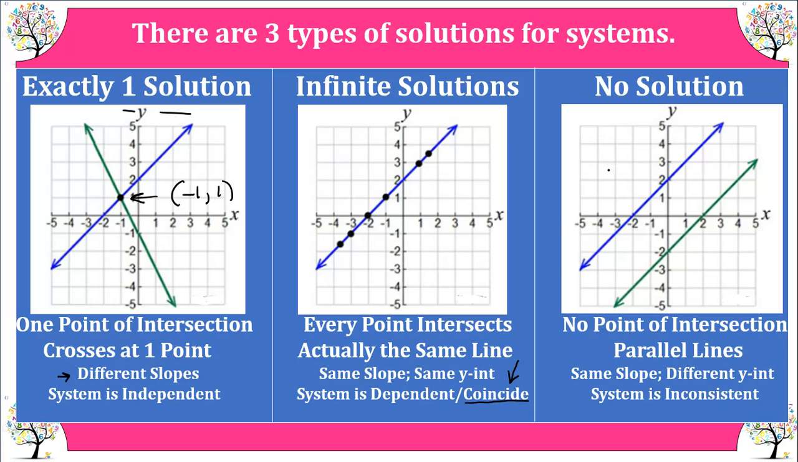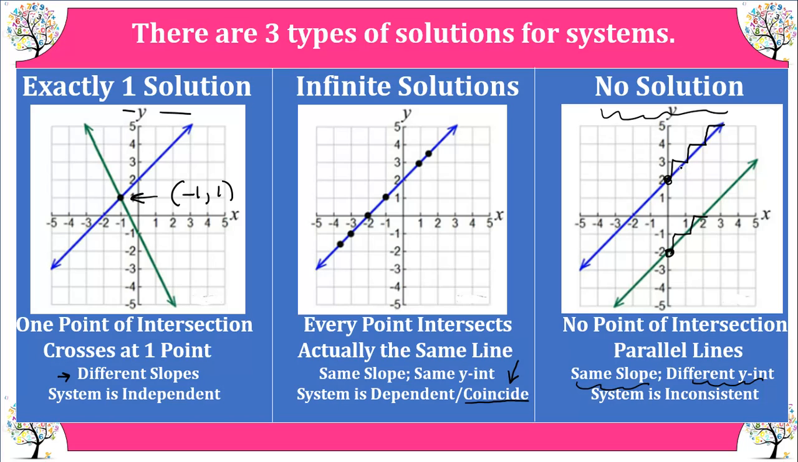The last type of solution is no solution. You can see the blue line and the green line start at different y-intercepts, but they have the same rate of change, up 1 over 1, up 1 over 1. So they will never intersect. These are called parallel lines. So make sure you know that a system that has no solution are parallel lines, and parallel lines have different y-intercepts, but the same slope. So they start at different places, but they change at the same rate, and they will never intersect.